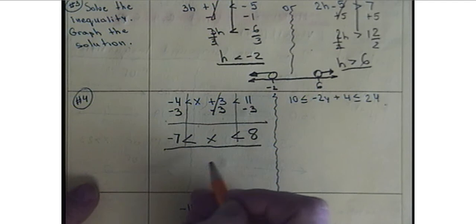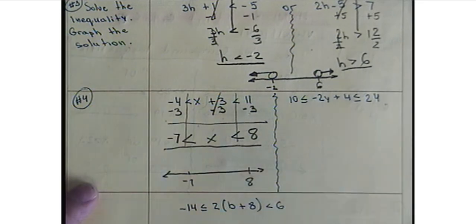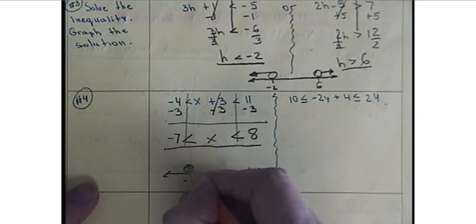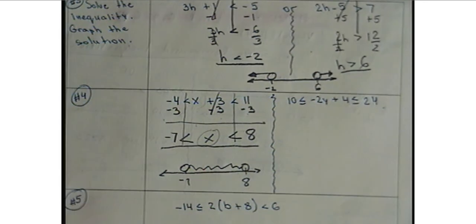So we have AND form, and if I have to graph it, I will put negative 7 and 8. Then x is between, we have two open circles. All the solutions for x will be exactly in the middle. And my graph is complete, problem solved.